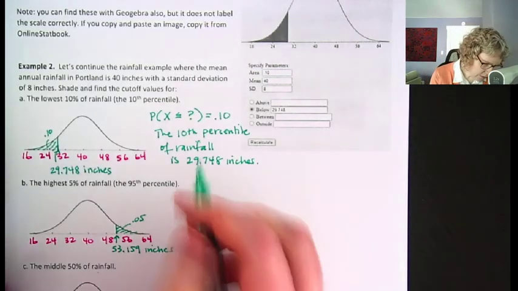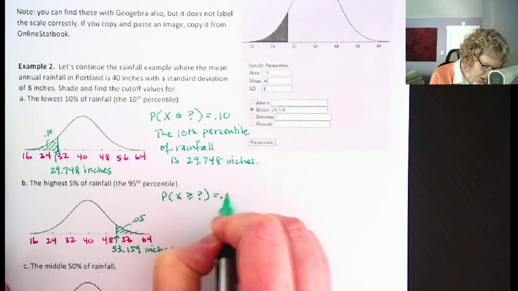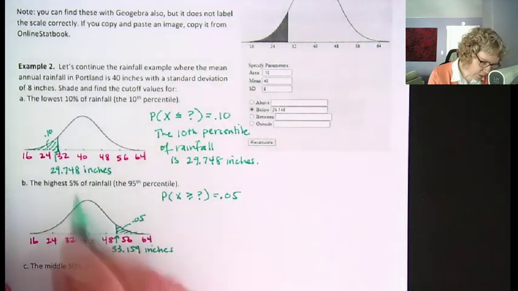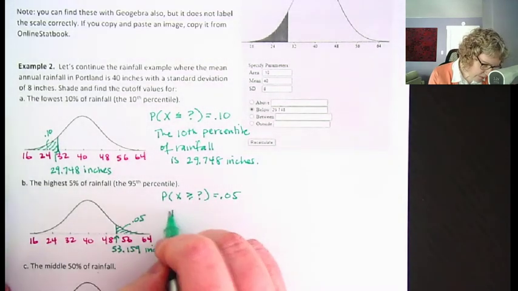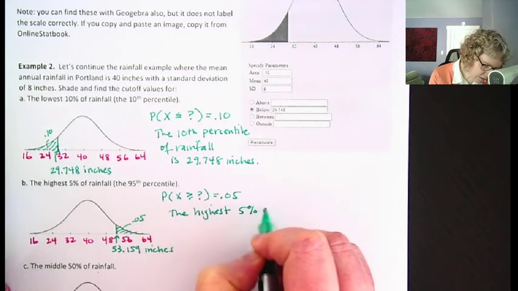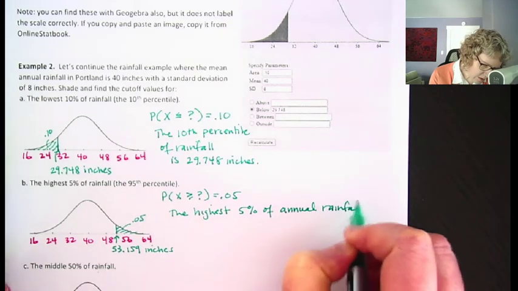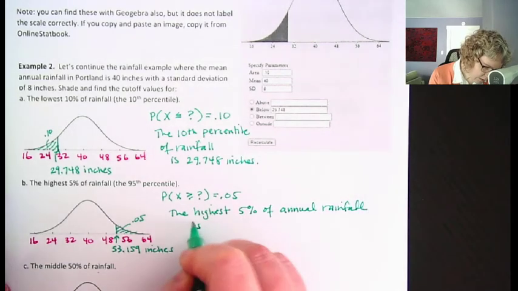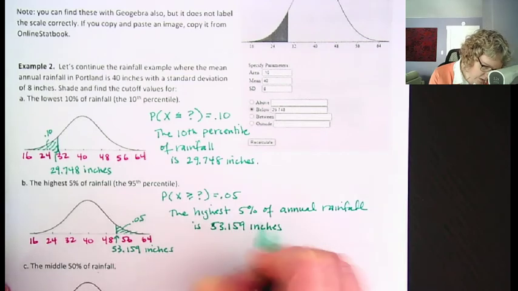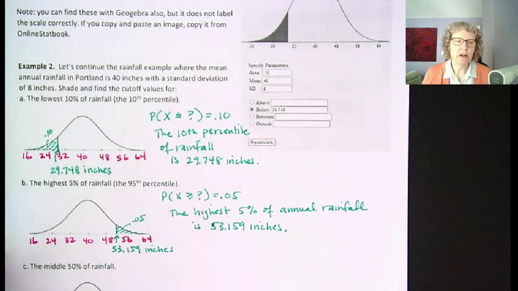Okay, so let's write that one out. The probability that x is greater than or equal to what equals 0.05. And then there's a couple ways we could write it out. The highest 5% of annual rainfall is 53.159 inches. So that's the cutoff. It's that or more. That's the cutoff value.